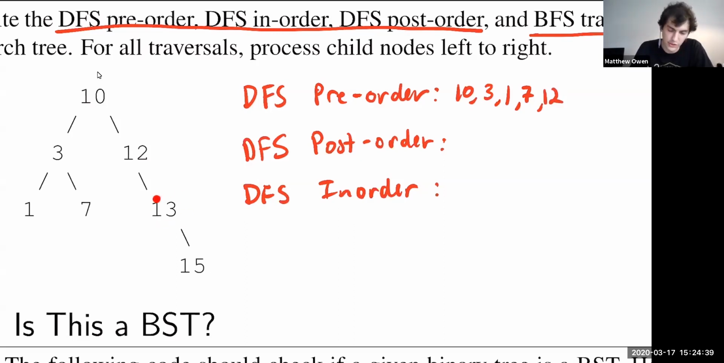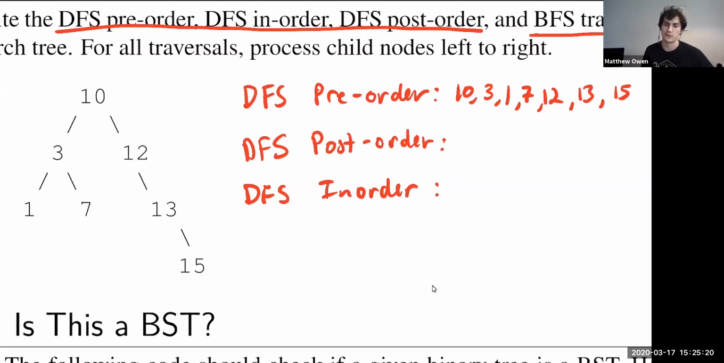So we go down to the 13. Now we'll add the 13 to our pre-order. And last but not least, we'll go down and we'll hit 15. When we hit 15, we'll add that to our pre-order. Finally, we'll have this sequence of returns back, but we won't add anything because we've already seen everything.